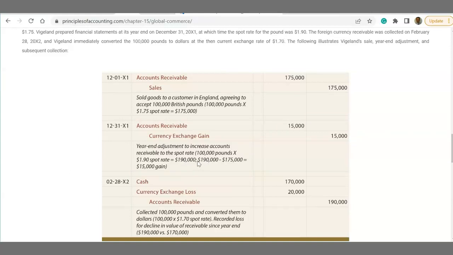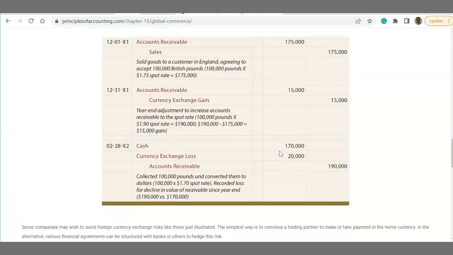Now it's $1.90. So if you receive 100,000 pounds times $1.90, that's $190,000 receivable. So 190 minus 175 that you already recognized, that's $15,000 of gain. Just that easy, right? So you increase your accounts receivable at that point, and you record the currency exchange gain of $15,000 at that moment, and accounts receivable goes up, and currency exchange gain will be recognized.